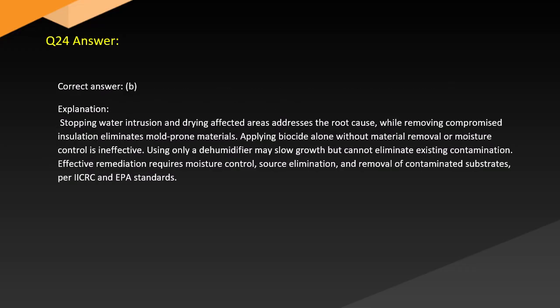Answer. Correct answer. B. Explanation. Stopping water intrusion and drying affected areas addresses the root cause, while removing compromised insulation eliminates mold-prone materials. Applying biocide alone without material removal or moisture control is ineffective. Using only a dehumidifier may slow growth but cannot eliminate existing contamination. Effective remediation requires moisture control, source elimination, and removal of contaminated substrates per ICAC and EPA standards.